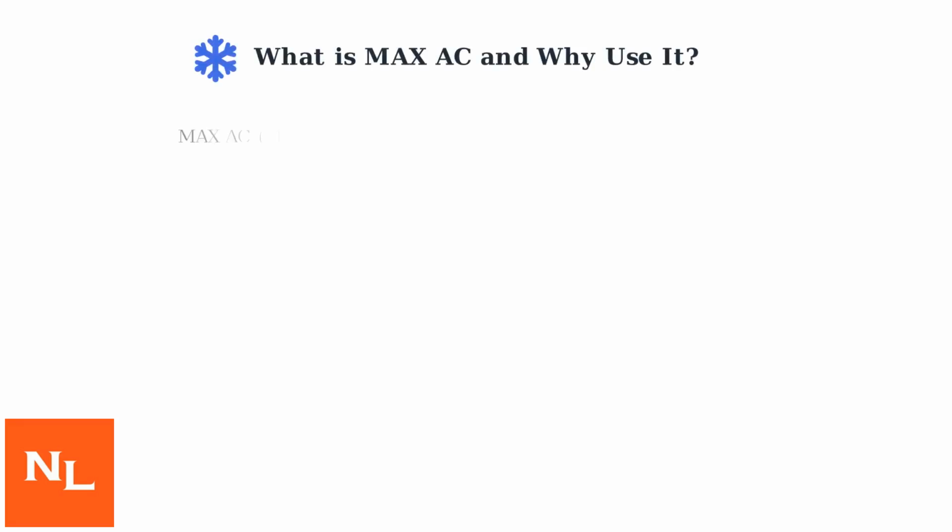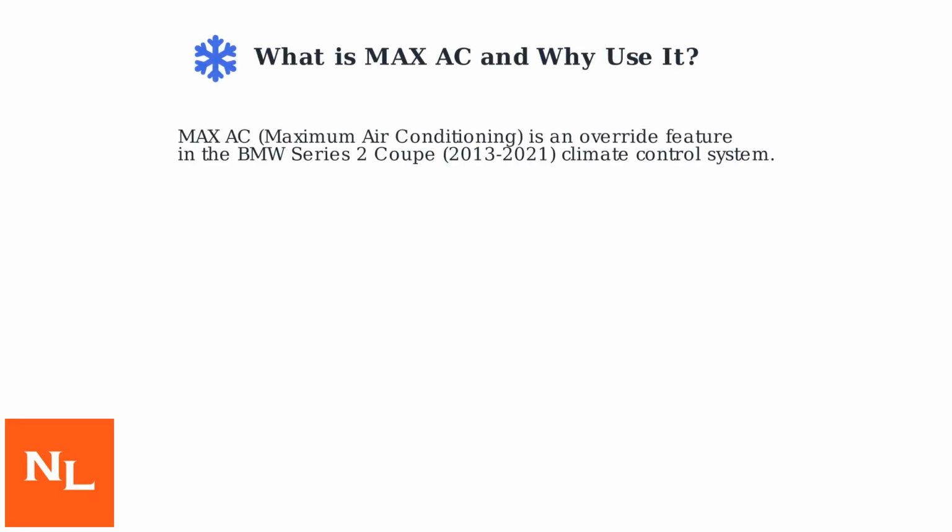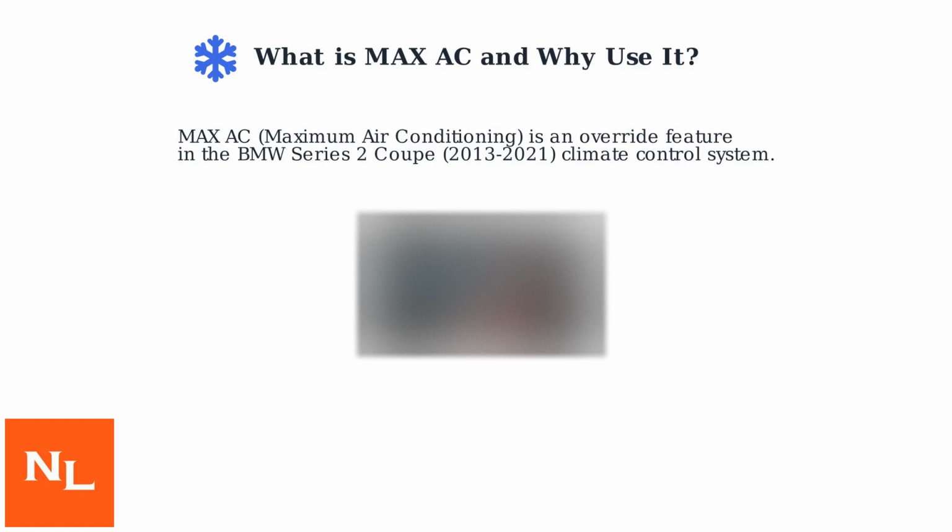Max AC, or maximum air conditioning, is an override feature in the BMW Series 2 Coupe climate control system. It allows you to bypass automatic settings for maximum cooling power. Here's how the car's air conditioning system works. The diagram shows the key components: compressor, condenser, receiver dryer, expansion valve, and evaporator.